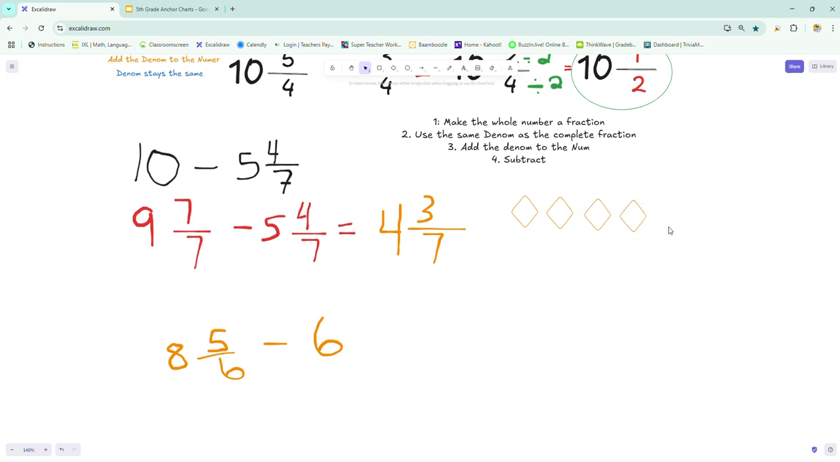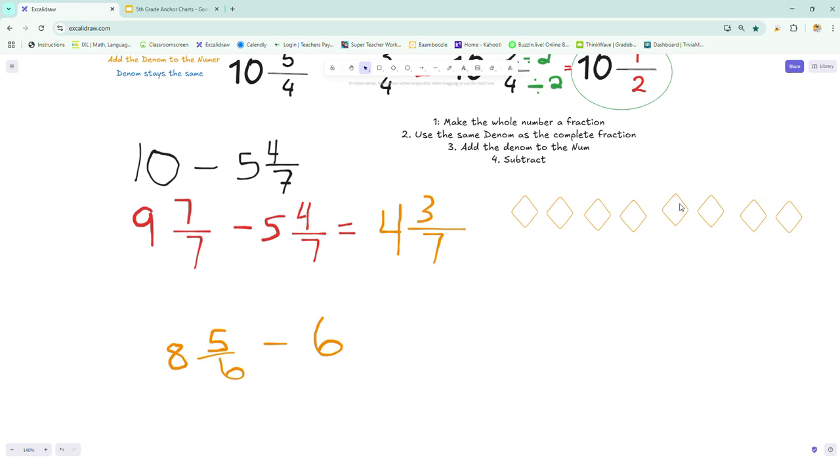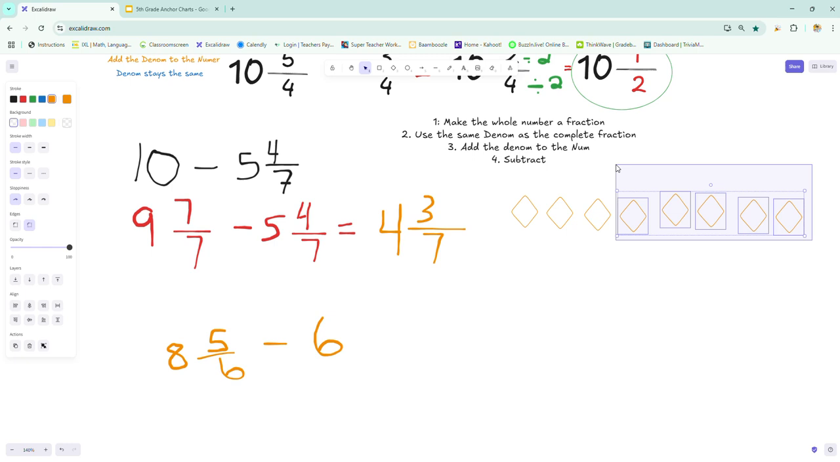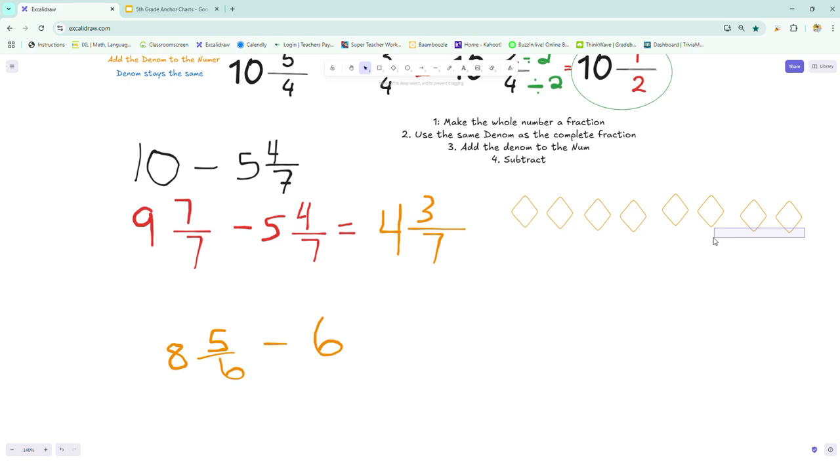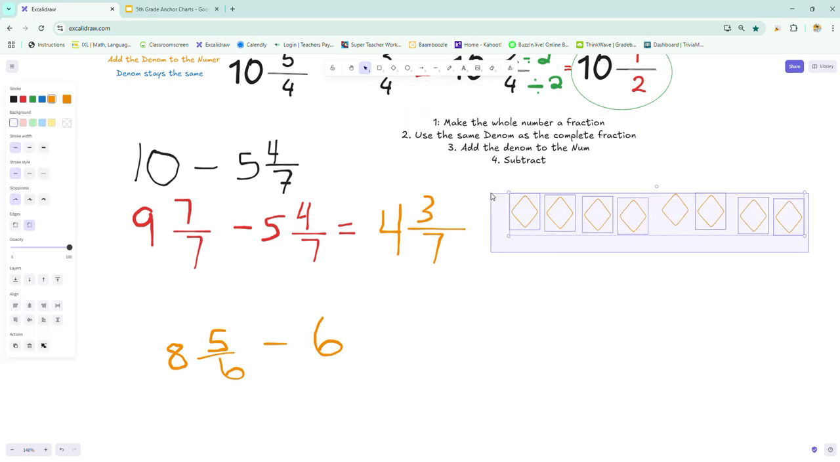If we had 8 of those, we can take 6 away from that. So we can go in here and take, well, 8, and then we would have to do 5/6, but let's just say we had this many. We can go in and we can take 6 away here. Okay, so essentially that is what we're doing.